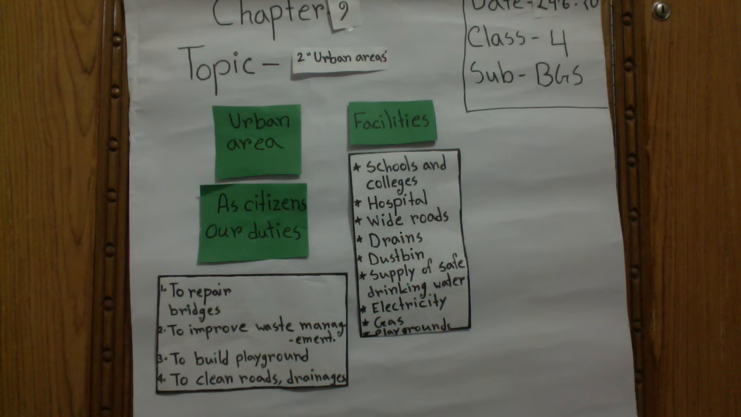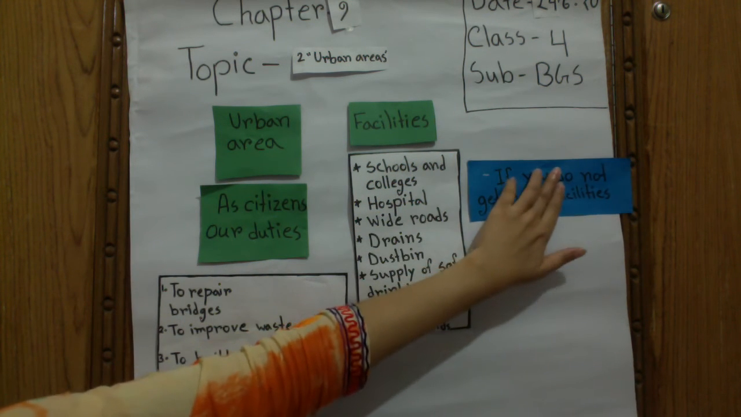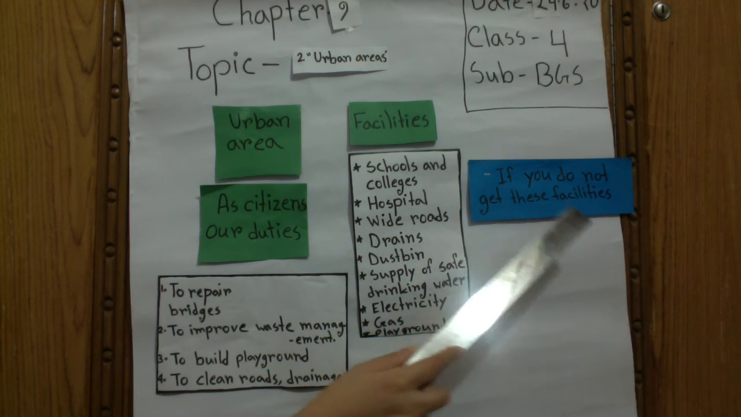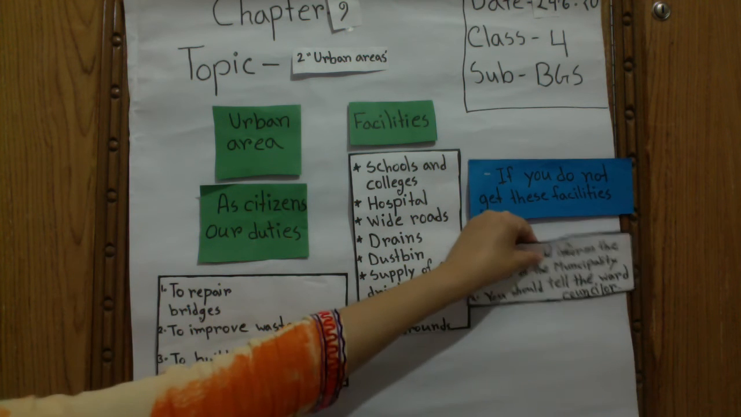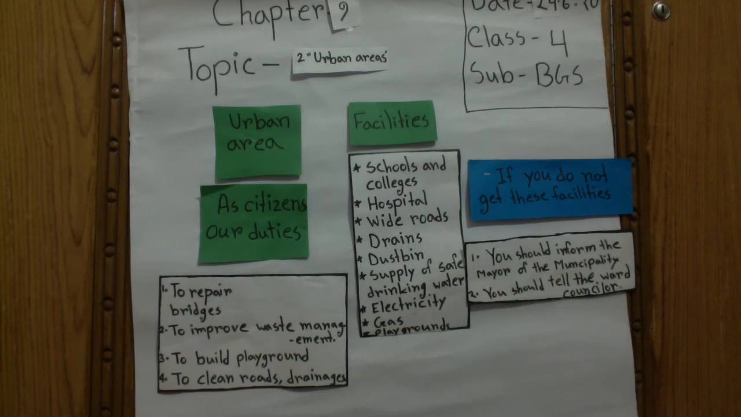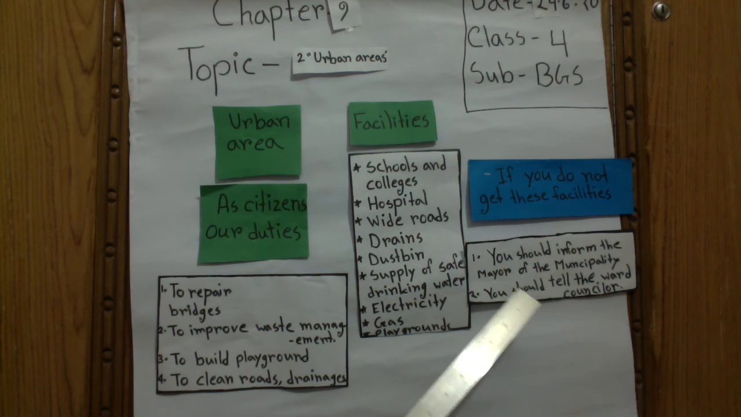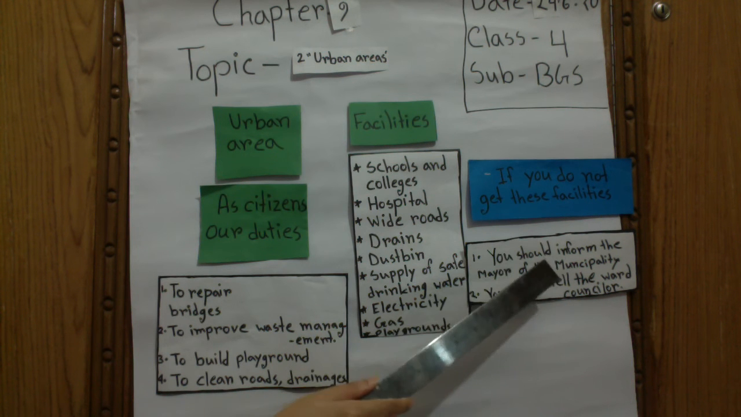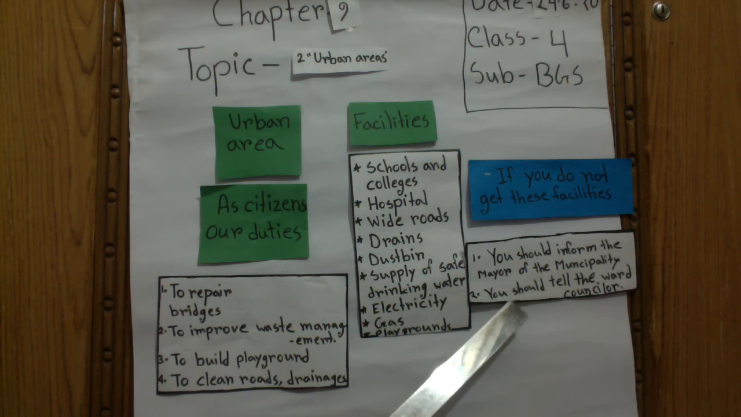If we do not get these facilities, then what should we do? We should inform the mayor of the municipality, or we should tell the ward councillor or ward commissioner. So, if we do not get these facilities, what will we have to do? We should inform the mayor of the municipality or tell the ward councillor.